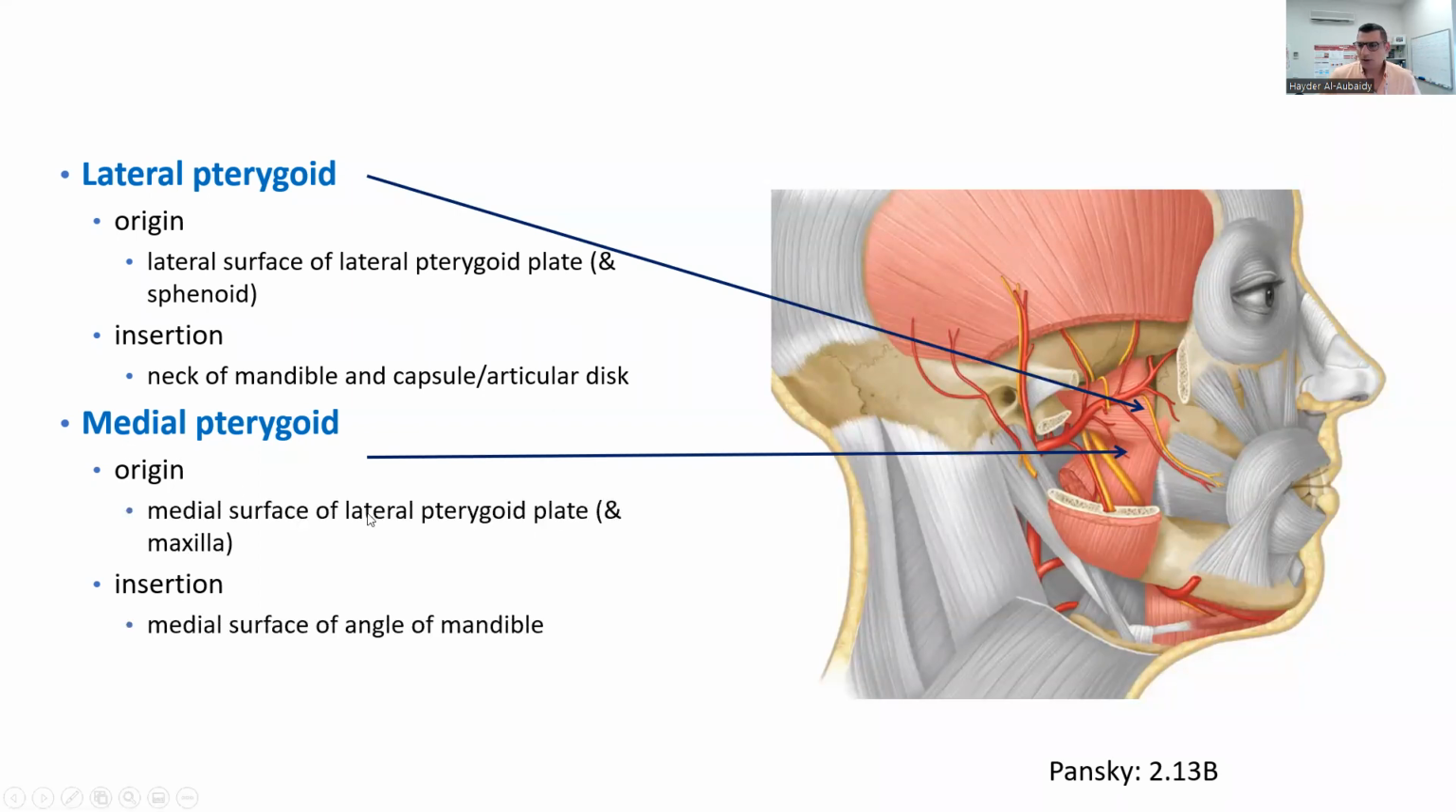While the medial pterygoid also originates from the lateral pterygoid plate, but from the medial surface. Hence the names lateral pterygoid and medial pterygoid. Both of them originate from the lateral pterygoid plate, but one from the lateral surface, one from the medial surface. The medial pterygoid goes all the way downwards to be inserted into the medial surface of the angle of the mandible, but on the inner surface. The masseter is from the outer surface, while this one is from the inner surface.